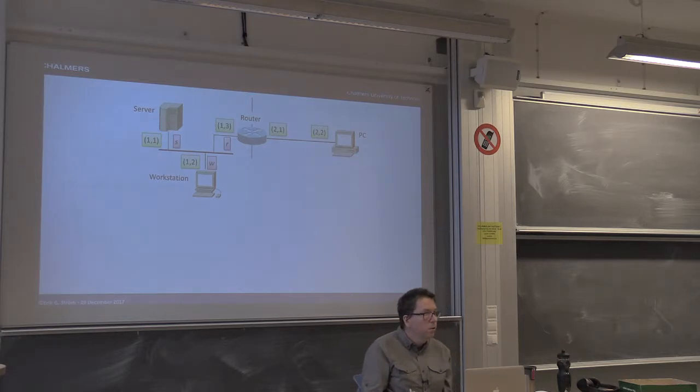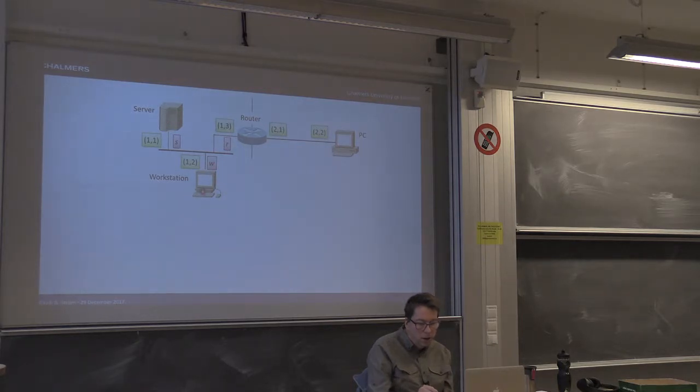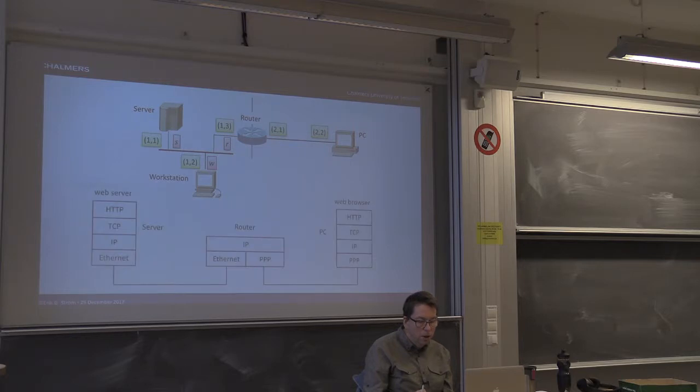Okay. So a little bit more from an abstract point of view. This was the network we have been considering, consisting of three hosts, here, here, and here, and then one router. A very simple protocol layout of this physical network would look something like this. So maybe we have a web server here, a router, and a web browser at the PC. And we didn't draw in the workstation here.